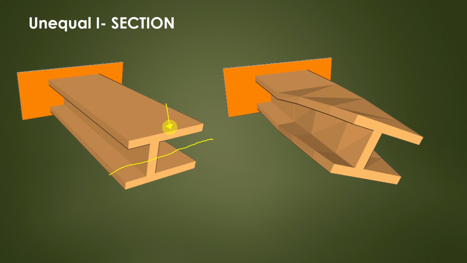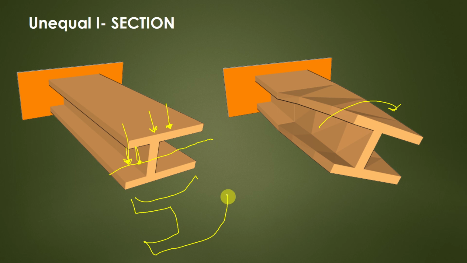If you apply load anywhere, and you could not apply load at the shear center, then it will twist like this. If you could apply load at the shear center place, then it will be only bending. There will be no twisting in this. So it may bend like this. That's it.